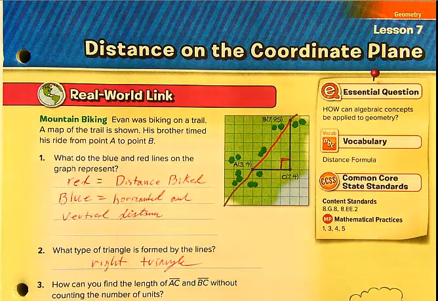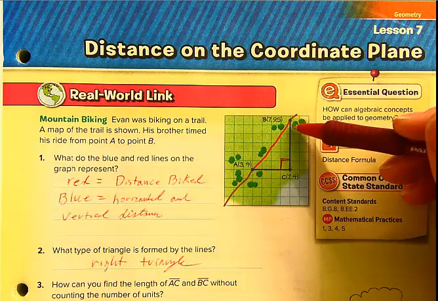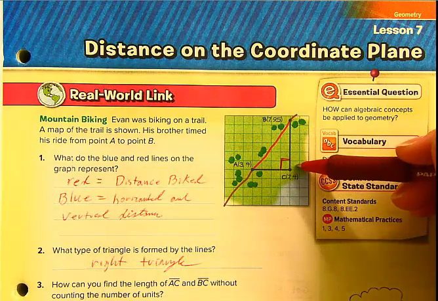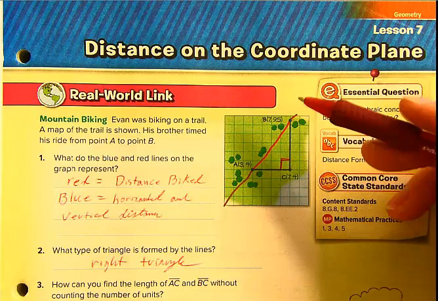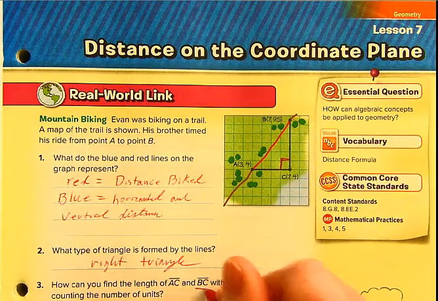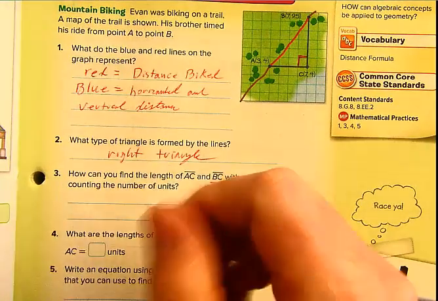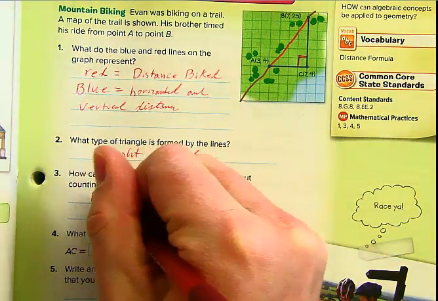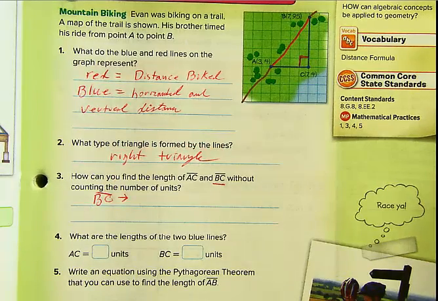Okay. It says, how can you find the length of AC and BC without counting the number of units? Well, counting would mean like, hey, I'm counting the boxes, but really there's a kind of a quicker way to do that. We know that BC, that one there, is our up and down. So BC, to find that one, I'm going to put a little arrow for finding that one.